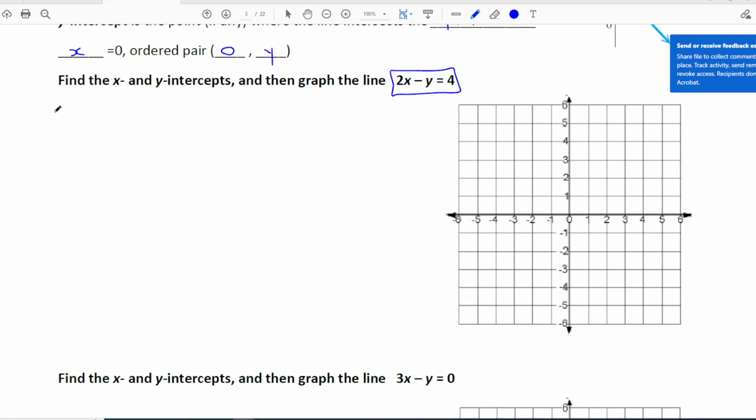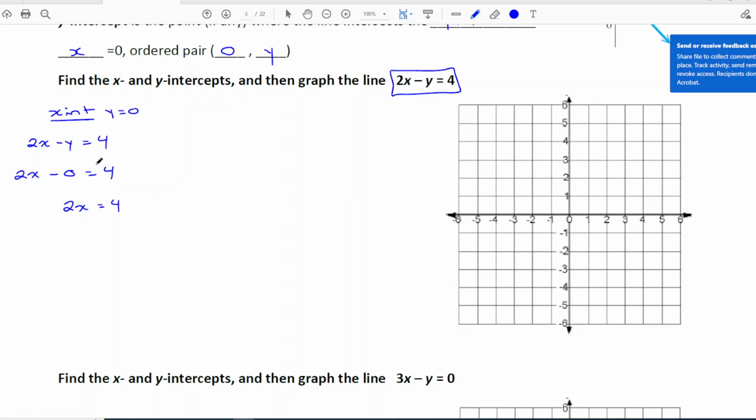To find the x-intercept, what do you have to remember? What do you let equal 0 to find an x-intercept? Well, think about the fact that you want an x value. So we're going to let y be 0. In your equation, 2x minus y equals 4, we let y be 0. So 2x minus 0 equals 4, which leaves you with 2x equals 4. The y value disappears altogether.